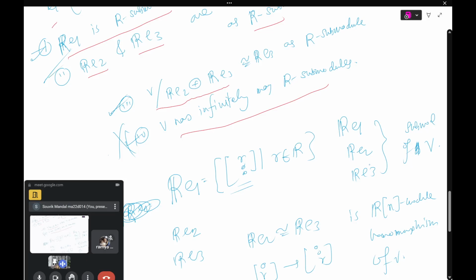But Ramesh, since you have pointed out some things inside the answers, for this question I was checking the answers. So anyway, it is clear that RE1 is the R submodule. Okay, so there is some error in the answer itself. But the point is that option 1, 2 and 3 are the correct options. That's all.